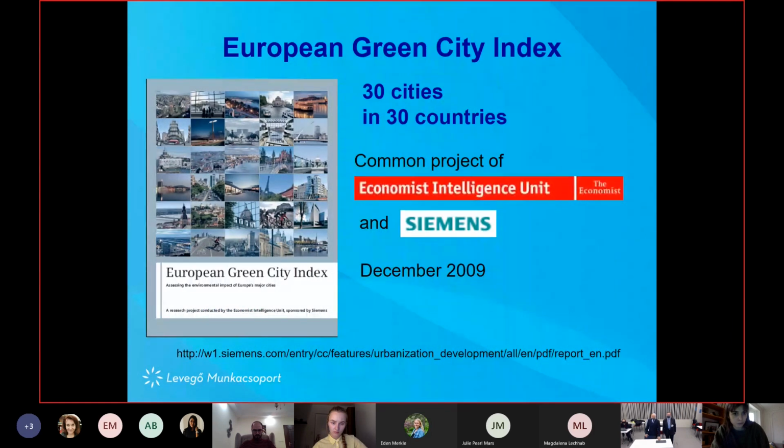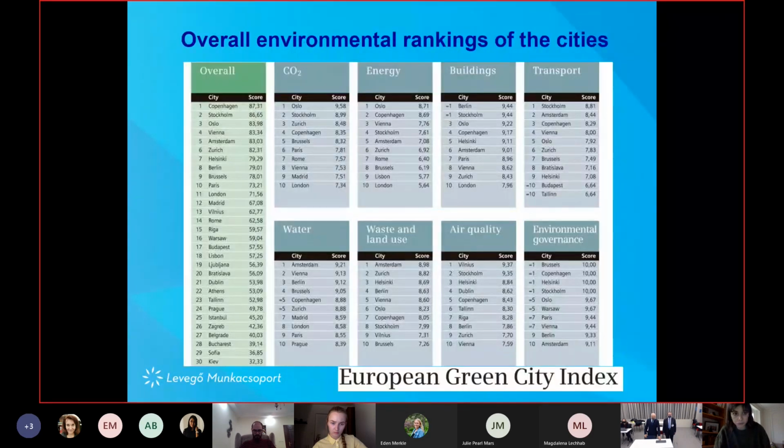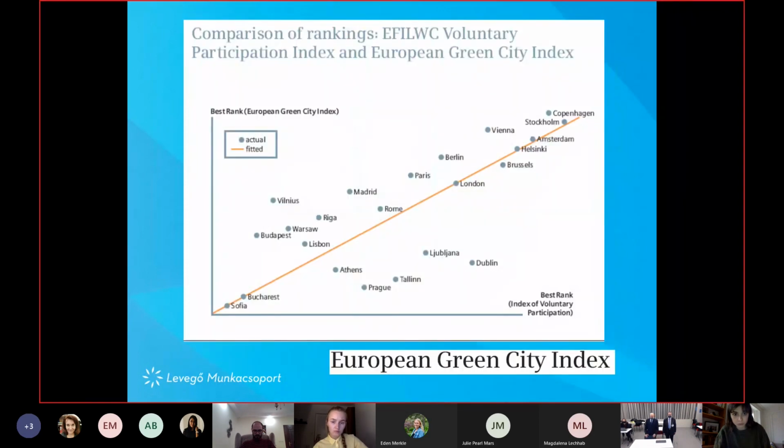And one more thing I would like to tell you, this is about a research project by Economist and Siemens about the European Green City Index, where they had different rankings. One of the most interesting things was that, even with cities of similar economic development, the stronger the civil society was, the more people were active in environmental movements and civil movements generally, the better the environment was. It is understandable, because when there is a big pressure on the politicians, they will take the necessary measures.